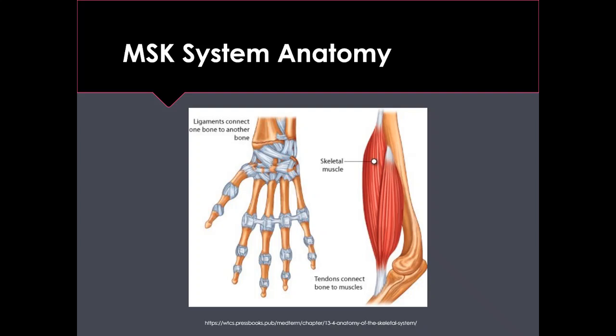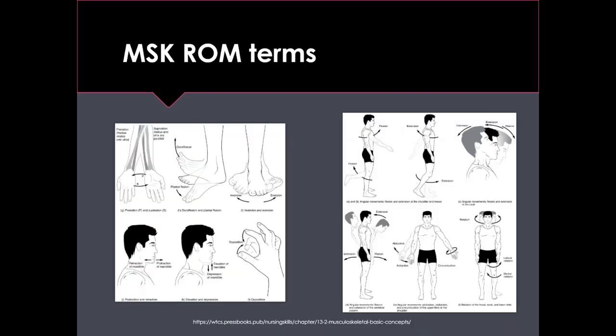Words such as eversion, rotation, protraction, retraction, elevation, depression. Anything that would have been on our vocab list, make sure that we're understanding that, because that's pertinent when we're describing what's happening with the musculoskeletal system. Here are a couple of pictures here too that talk about abduction, extension, flexion, so that things will be a little bit more clear to you.